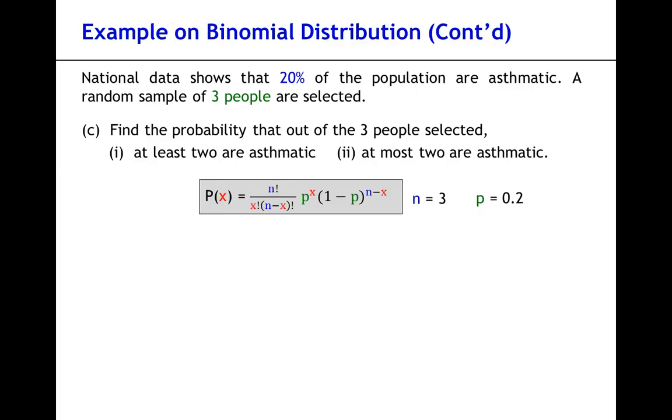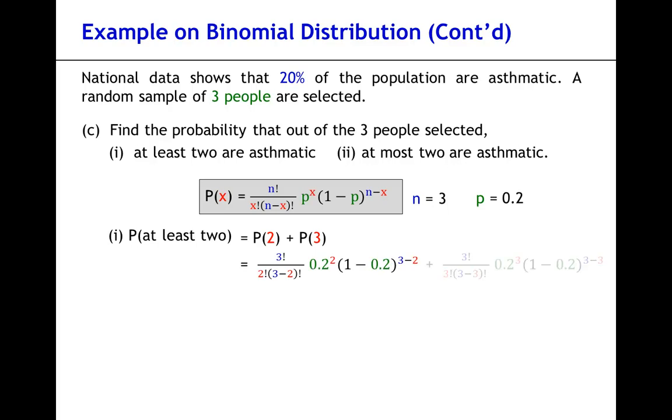In part C1, we need the probability that at least 2 are asthmatic. At least 2 means a minimum of 2. On the other hand, we only have a maximum of 3 people. So we are really looking at the case of 2 asthmatics or the case of 3 asthmatics. So that's P of 2 plus P of 3. Substitute x equal to 2 and x equal to 3 into the binomial formula accordingly, and we should get 0.104 as the answer.